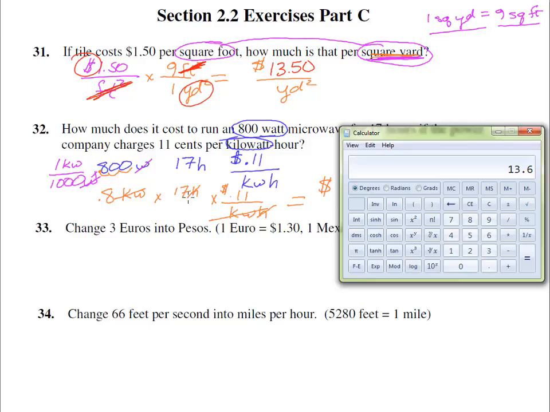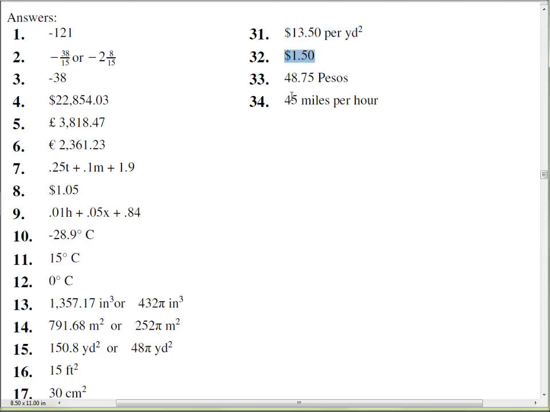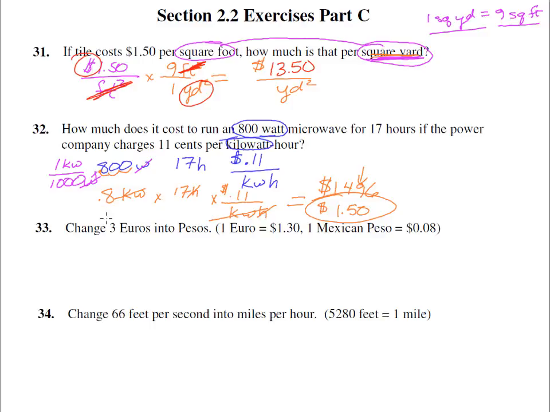We had 0.8 times 17 is 13.6 times 0.11 equals 1.496. If we round to the nearest penny, that will go up to a 10, which will make it 1.50. So $1.50 is how much that would cost. Let's check our answer. Yep, $1.50. Number 33. Change 3 euros into pesos.